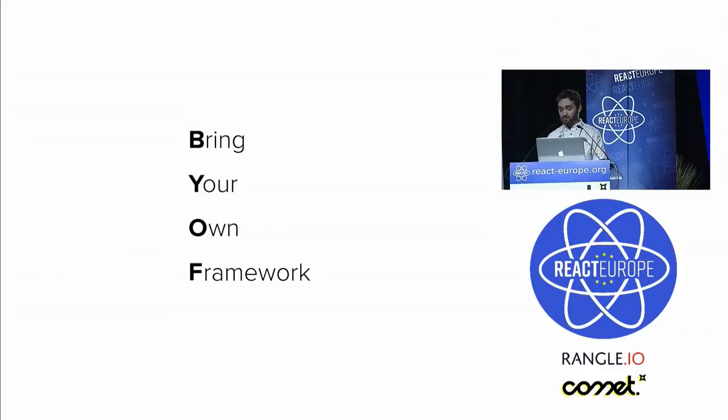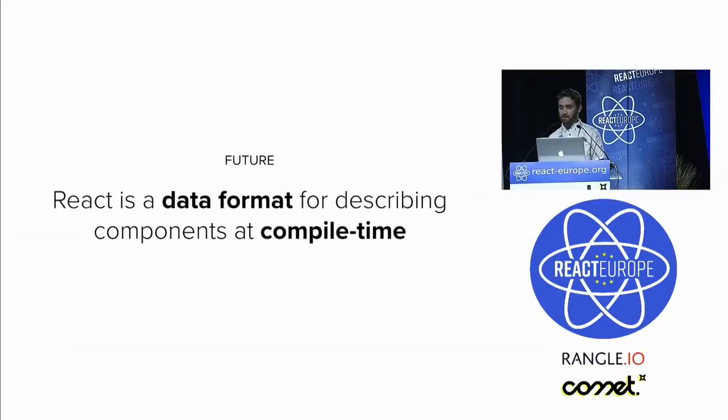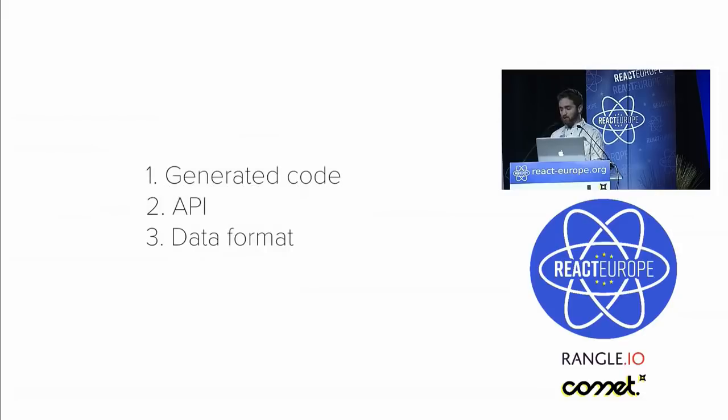So today, React is a library for interpreting components at runtime. You don't know what your component looks like until it's been executed. But I believe in the future, React will be a data format for describing components at compile time. Maybe not all the time, but for a lot of use cases, this is extremely powerful, knowing exactly what your component looks like and being able to translate it into any language at compile time. So let me go into how it works before I show off some cool stuff. How does it work? I'm going to talk about 3 parts.